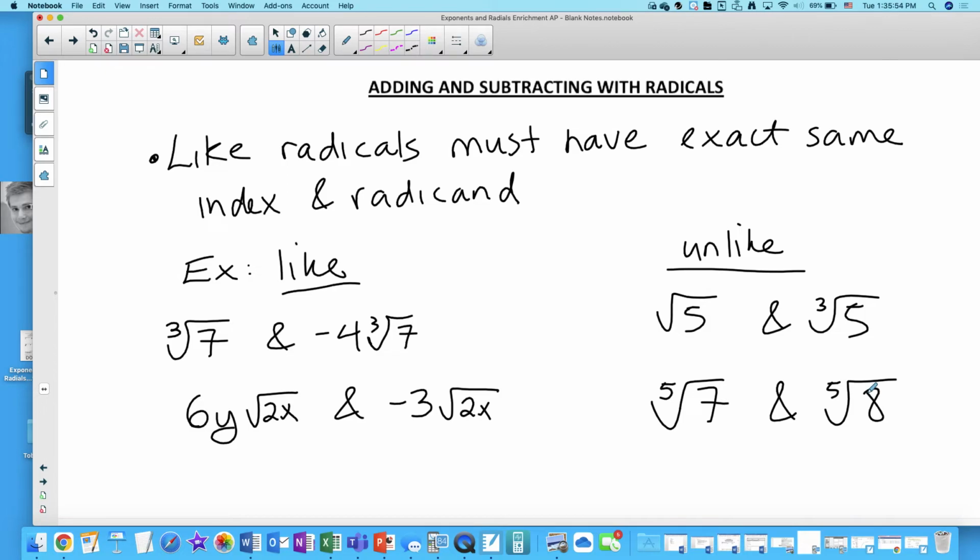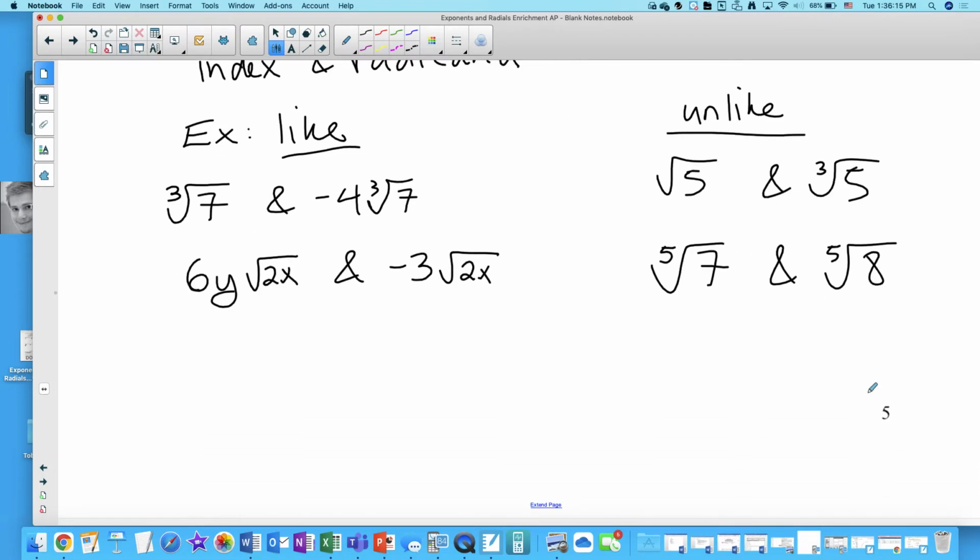Any of the, what are they called? The numbers before, I can't remember. Right, it's kind of like a coefficient. Coefficient, that's what I was looking for. Those don't matter. Right, you add them, subtract them. Now, when you have like radicals, you can add them together or subtract them.